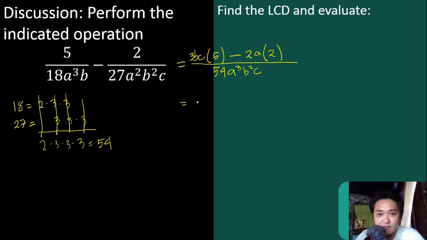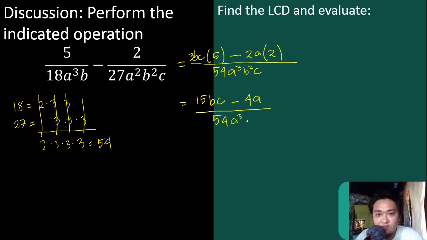So we have 5 times 3 is 15. BC minus 2 times 2 is 4. 4A over 54 A cubed B squared C. And in this case, I think we have no common factor. We have no common factor in the binomial in the numerator, so therefore, this is the answer.